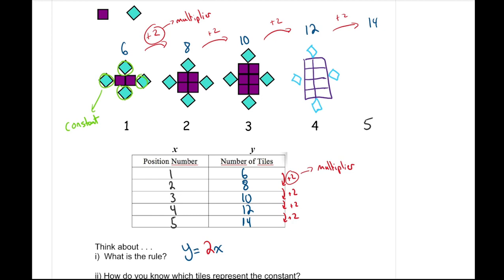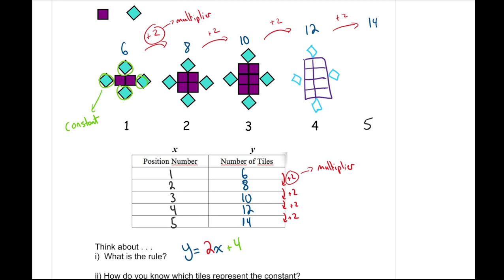Which in this case is 4. So adding 4. We could also use the multiplier and the position number and see what the difference is. Well, 1 times 2 is 2, so 2 plus what equals 6? The only option there is 4.